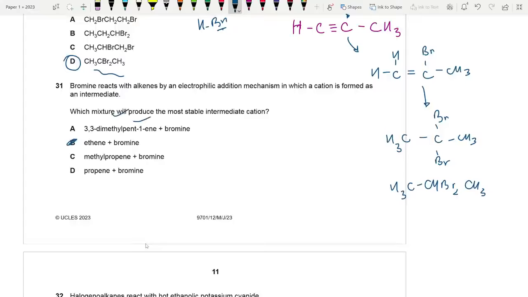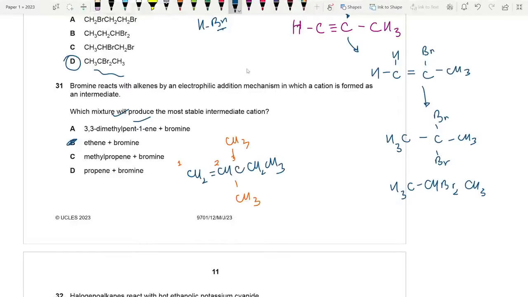What is this? 3,3-dimethylpent-1-ene. So pent-1-ene, which is CH2, CH, CH2, CH3... 1, 2, 3, 4, 5. 3,3-dimethyl. So this is carbon number 1, 2, 3. So CH3, CH3. Here you go.